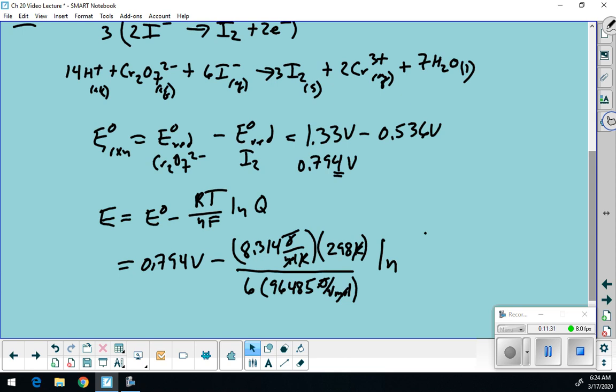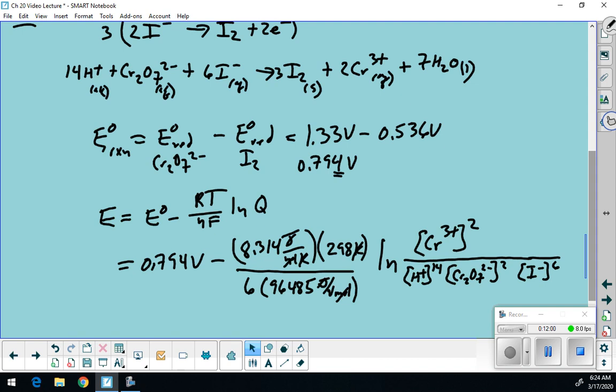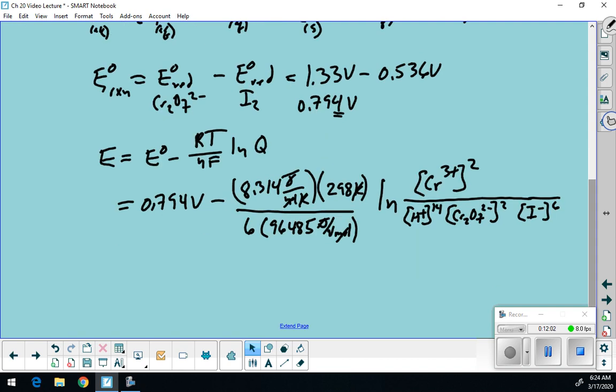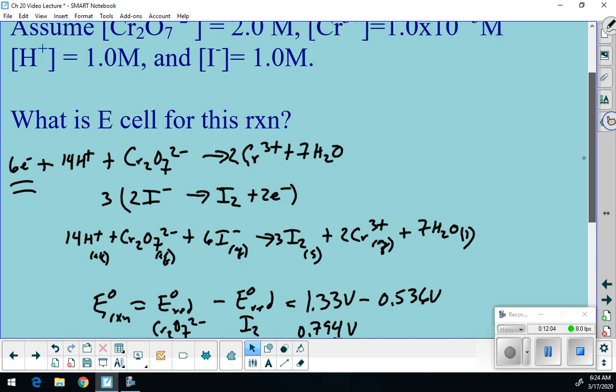I've got concentration of chromium squared, right? Anything else? No, not on that side. Divided by what? The concentration of H plus to the 14th, concentration of dichromate squared, concentration of I minus to the 6th, right? Everyone see where that's coming from? That's coming from my coefficients in my balanced equation. And then we need to put in the numbers. What do I have?